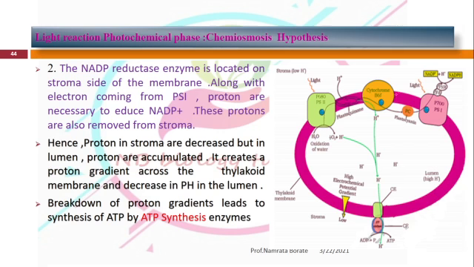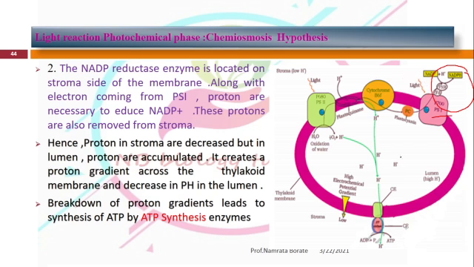Afterward, the second reason: NADP reductase enzyme is located on the stroma side of the membrane, along with the electron coming from photosystem one. The proton necessary to reduce NADP plus is removed from the stroma. Hence the proton concentration in the stroma decreases.